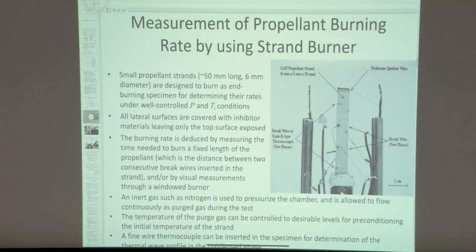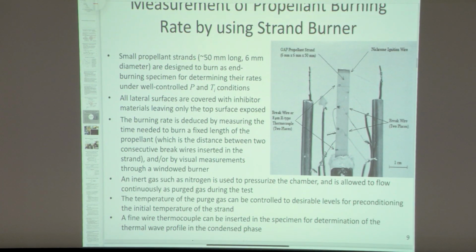So a little bit more detail on the strand itself. This is a close-up picture of what it might look like. Typically I work with small propellant strands, maybe 50 millimeters long, 6 millimeters in diameter. And as I said, they're designed to burn as an end-burning specimen for determining their linear rates under well-controlled pressure and temperature conditions. All lateral surfaces are covered with an inhibitor material, leaving only the top surface exposed. A very common material we use is just nail polish, or you could take paint and spray it on the outside.